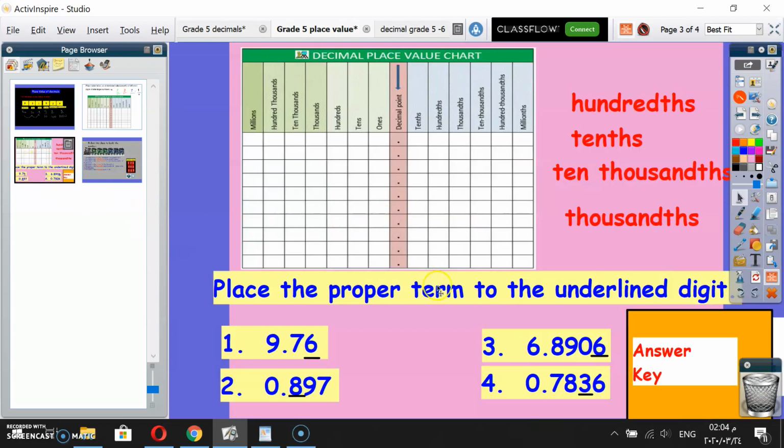Let us solve this exercise. Find and write the proper term for the underlined digit. The first decimal number, 9.76. We want to know what this 6 represents, or what digit it is. So this is the ones digit, then the decimal point. The first digit after the decimal point is the tenths. Then we have hundredths. 9.76, so 6 will be here. So this 6 represents a hundredths digit.